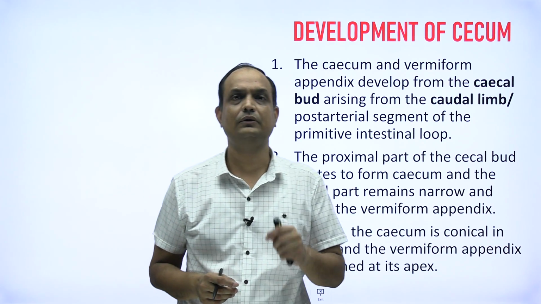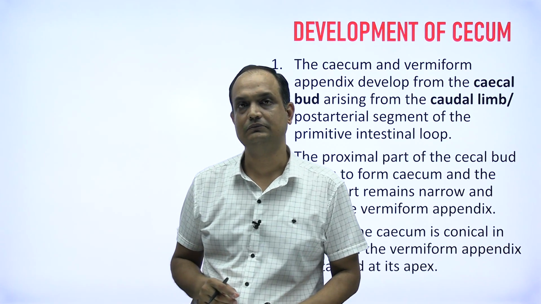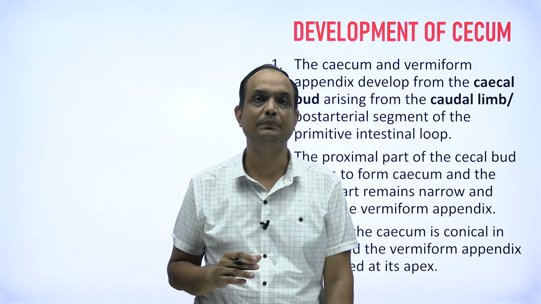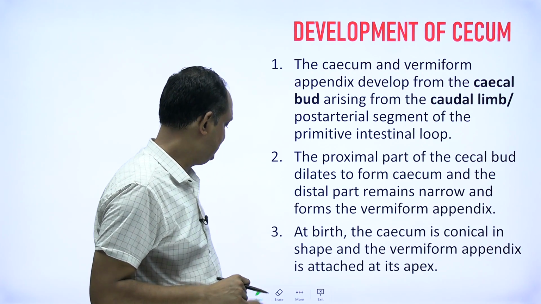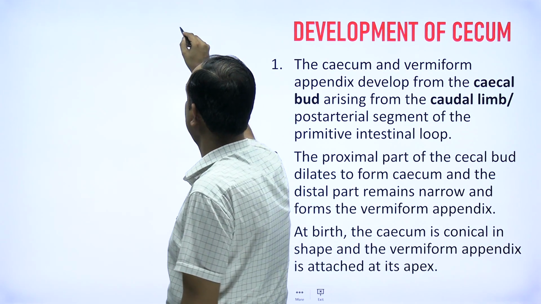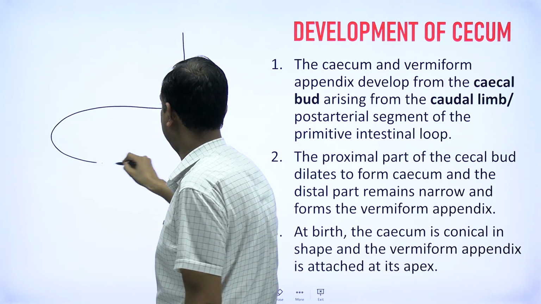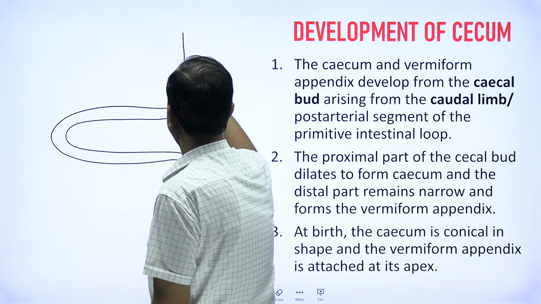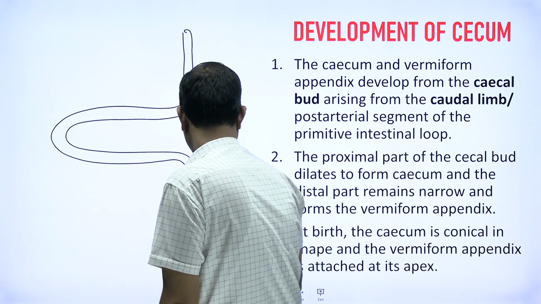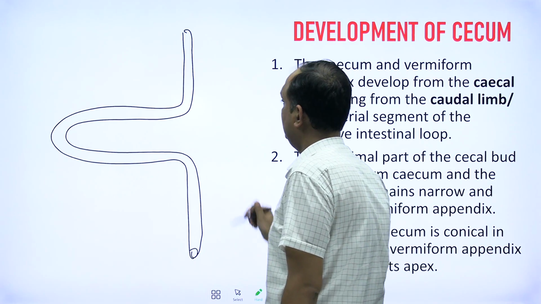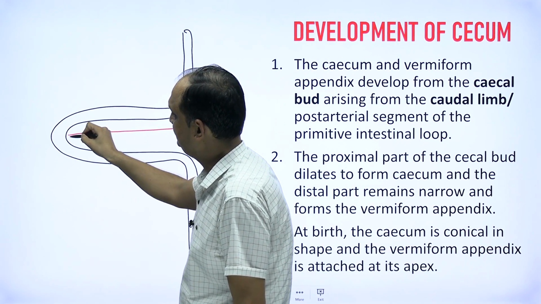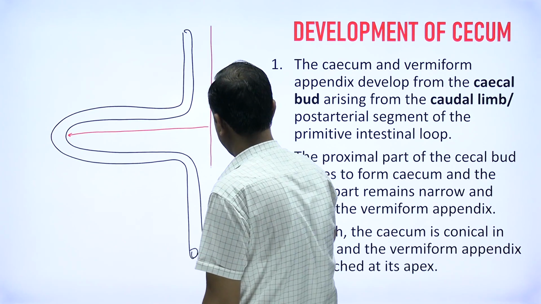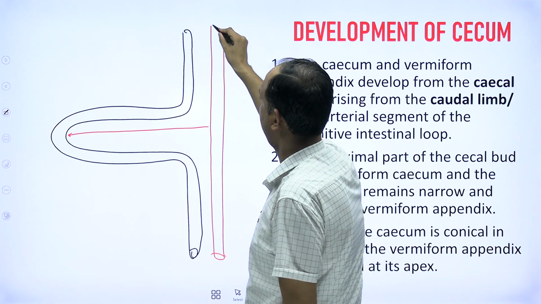Now we will talk very little about the development of the cecum. The developing gut tube has three parts: foregut, midgut and hindgut. The midgut tube has a loop, and this loop has a centrally placed artery. What is the name of that artery for the midgut tube? That artery is your superior mesenteric artery. It is coming from the dorsal aorta.